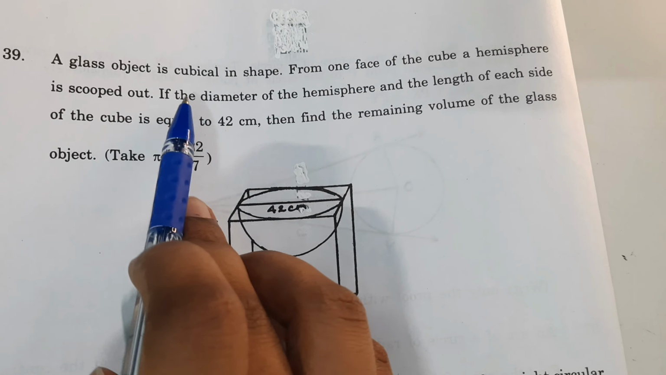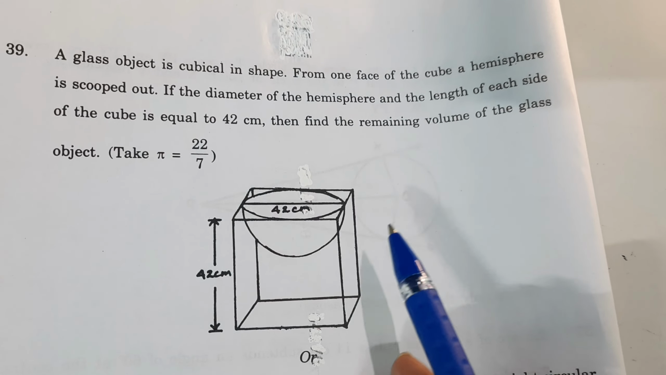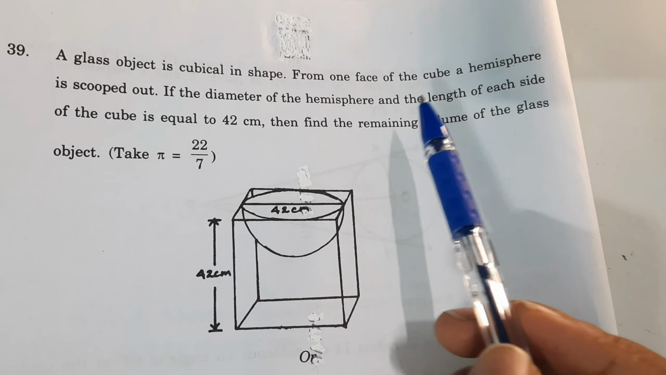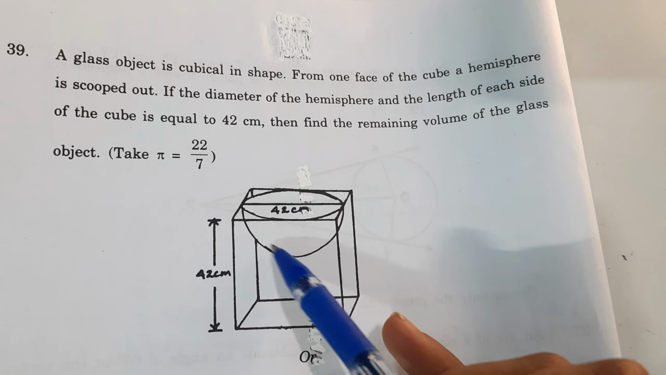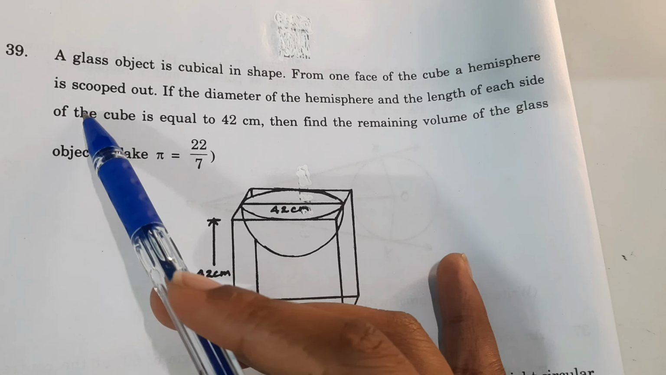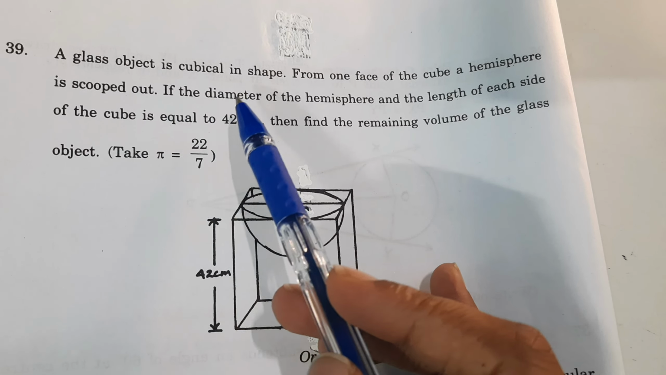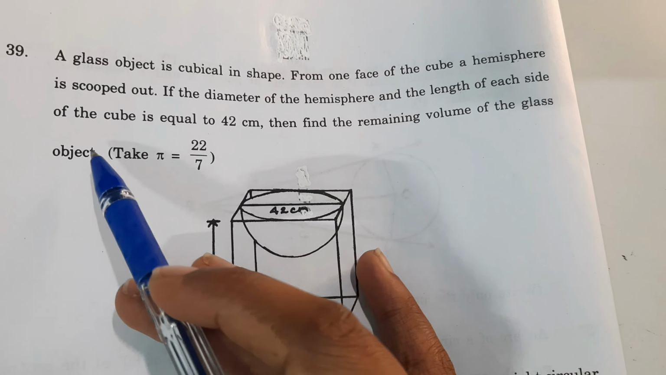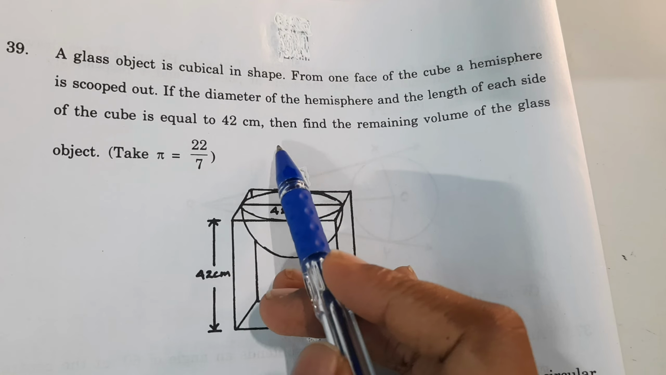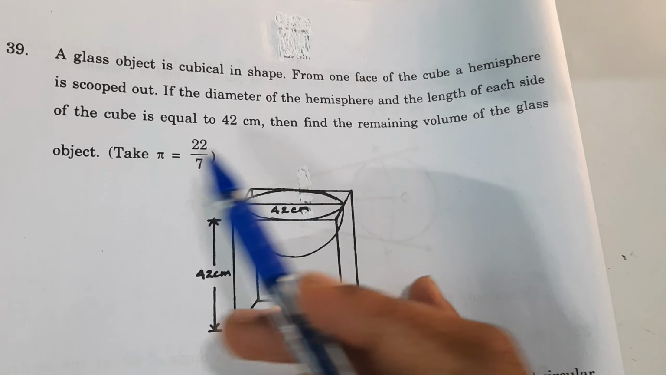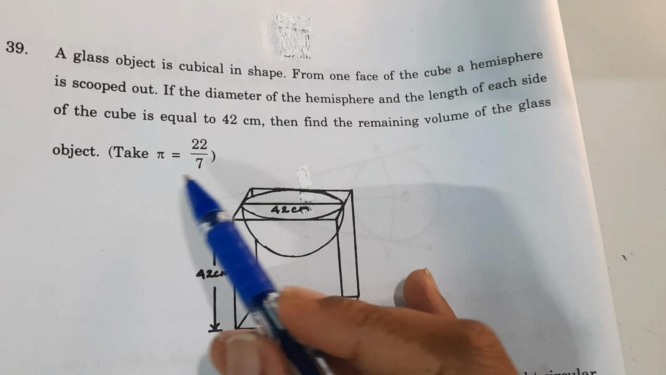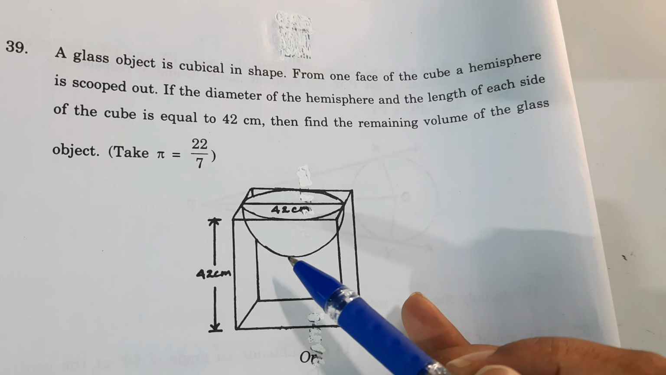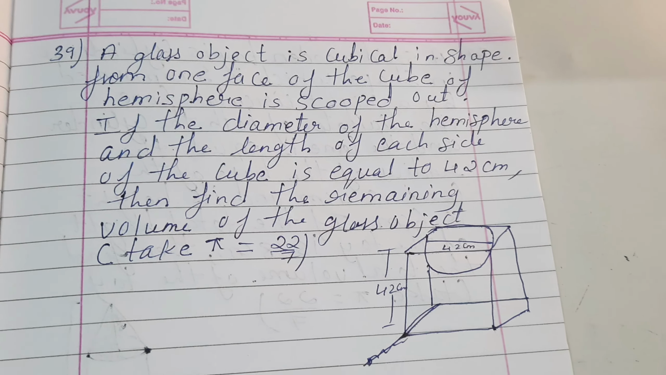A glass object is cubical in shape. So you can see a glass object is in a cube shape. From one face of the cube, a hemisphere is scooped out. If the diameter of the hemisphere and the length of each side of the cube is equal to 42 centimeter, then you will have to find the remaining volume of the glass object. Take pi value to be 22 upon 7. So this is 42. Okay, so let us write down.